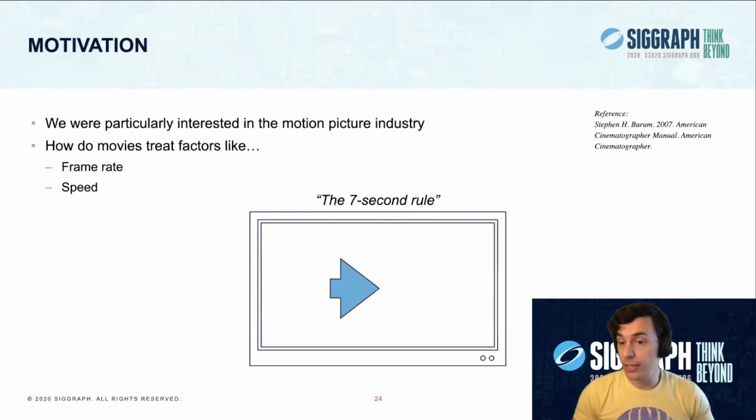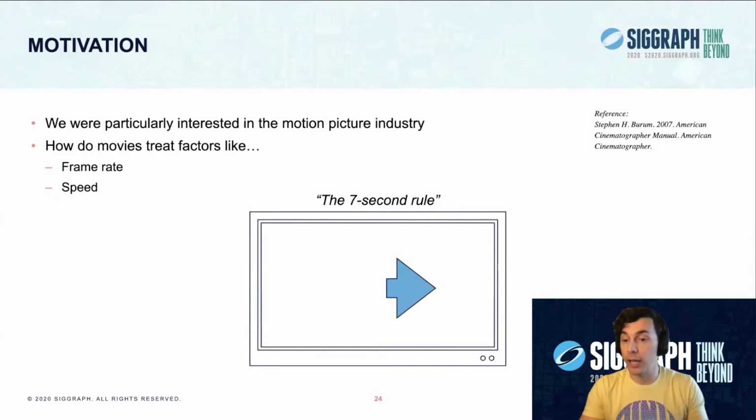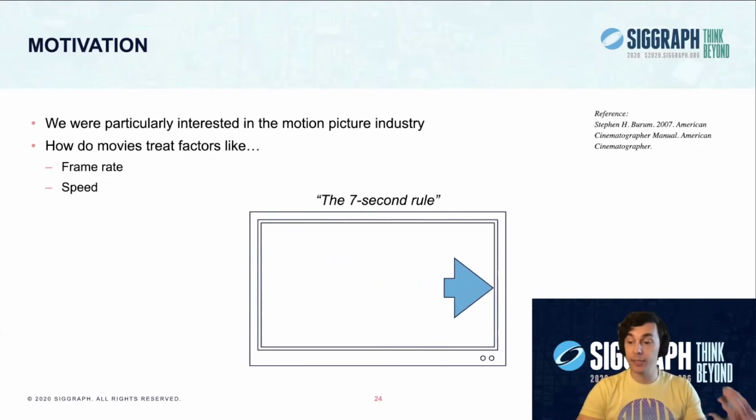When we also talk about speed and how content creators and directors think about speed, there are some rules of thumb that they follow, and possibly the most important one is the 7-second rule. This rule says that no object should cross the screen in less than 7 seconds, otherwise you might risk some unpleasant judder. The reality is a little bit more complex than that, but this is probably the most common version of this rule that one might hear.